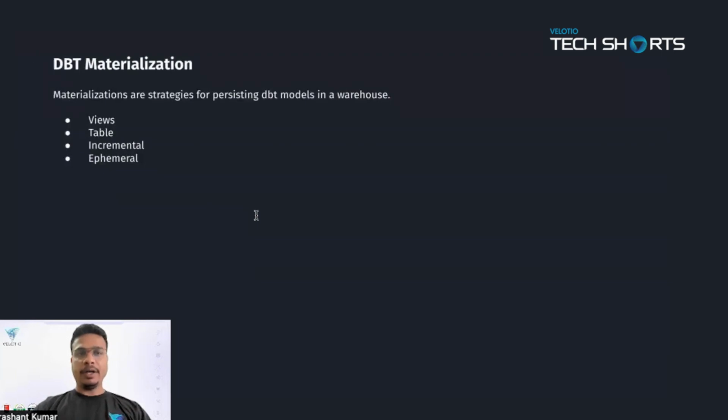Now I will discuss materialization. Materializations are a strategy for persisting DBT models in a warehouse. There are four types of materialization: view, table, incremental, and ephemeral. By default, DBT models are materialized as views.